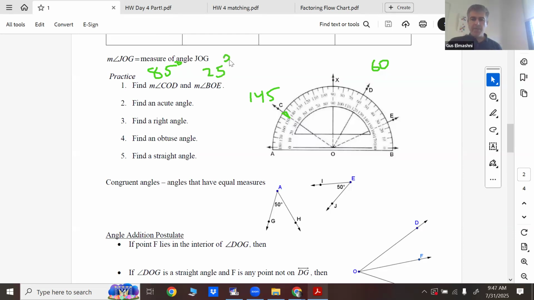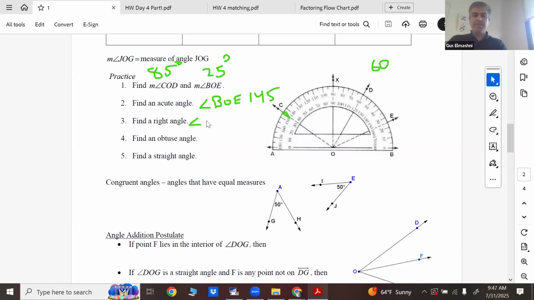Okay, find an acute angle. You can say angle BOE is acute, right? It's less than 90. Name for me a right angle here. XOB, I like it. Yes, XOB is 90 degrees.